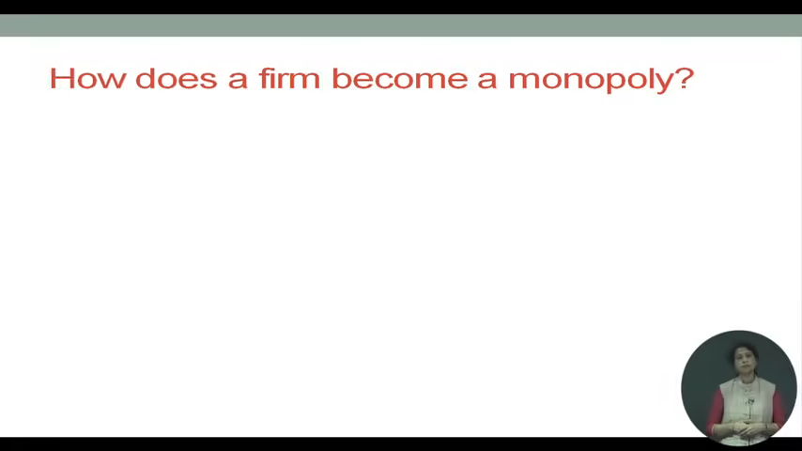The question that next comes to mind is, how does a firm become a monopoly? How does it happen that one firm emerges as a monopoly player? If the barrier to entry is so high, one firm is there in the market and others are not able to enter. We are going to see that, very broadly, there are three reasons because of which a firm can end up becoming a monopoly.